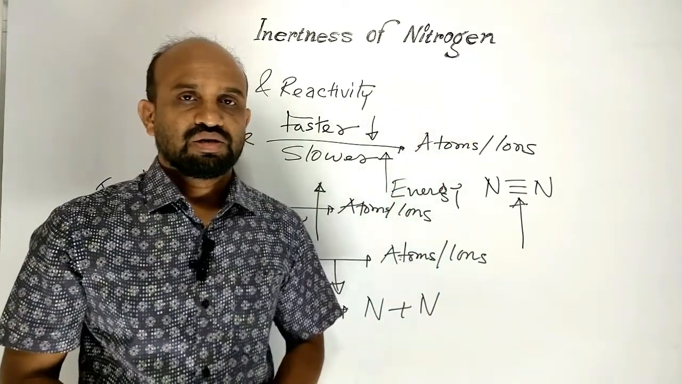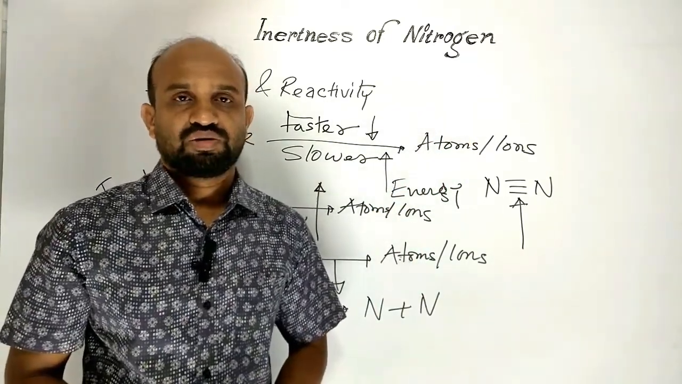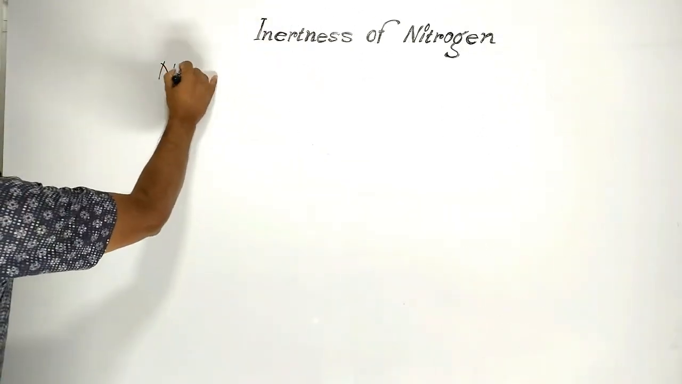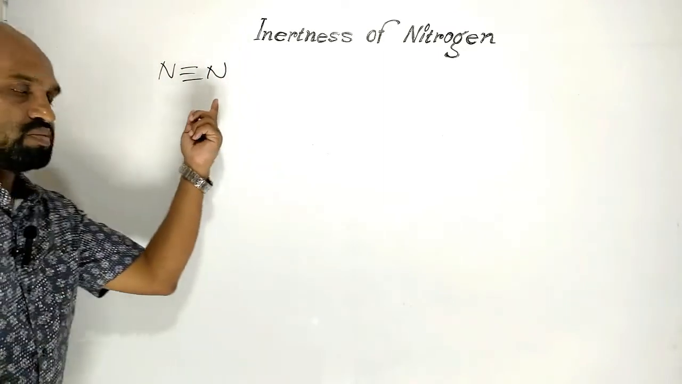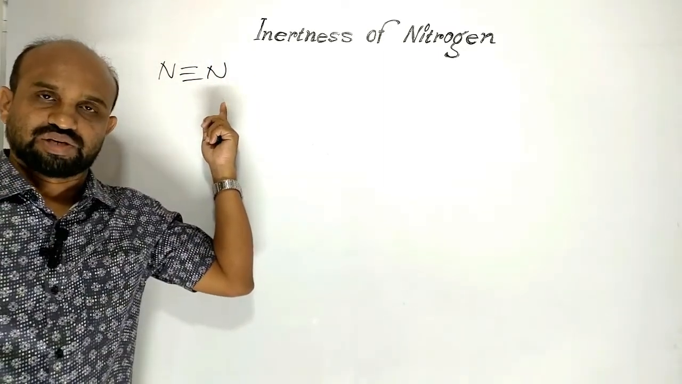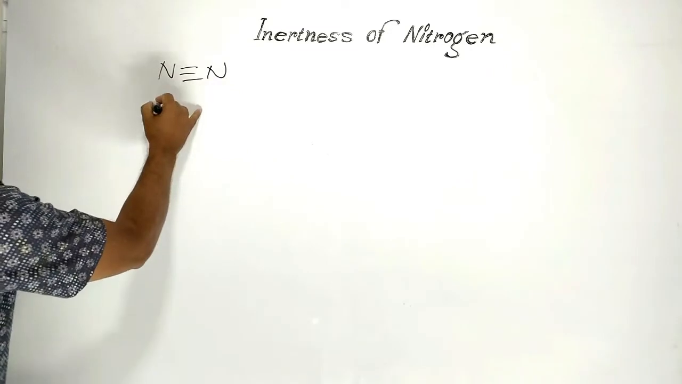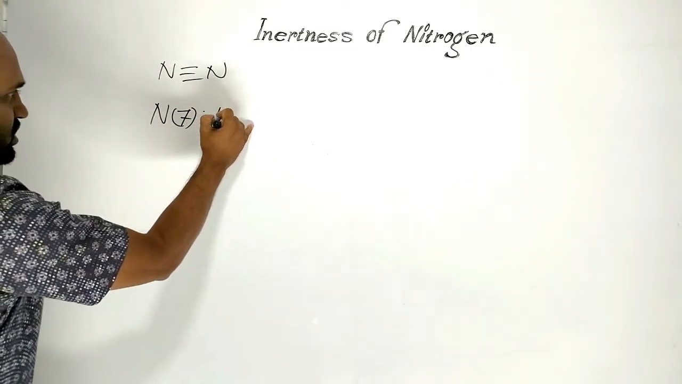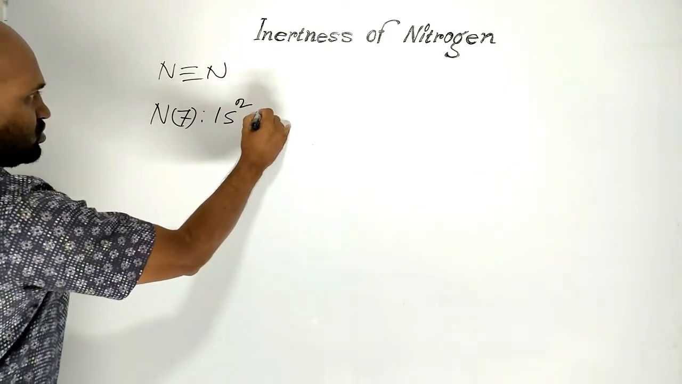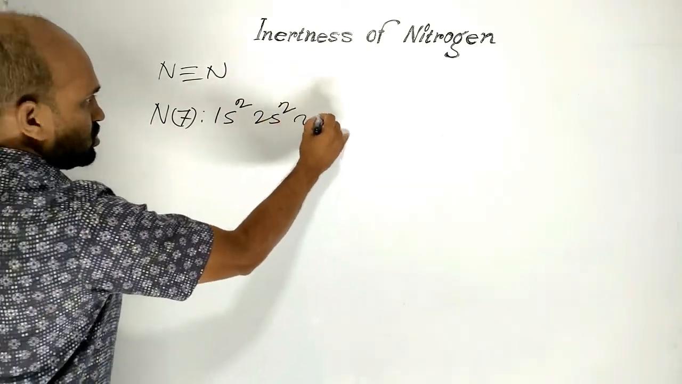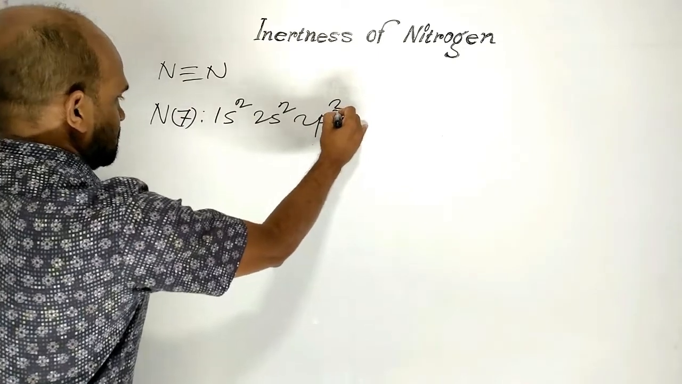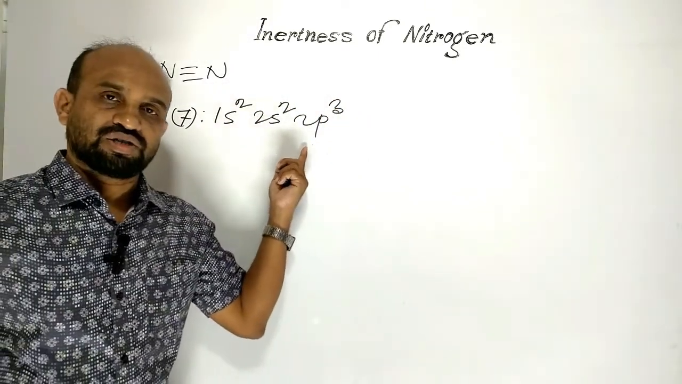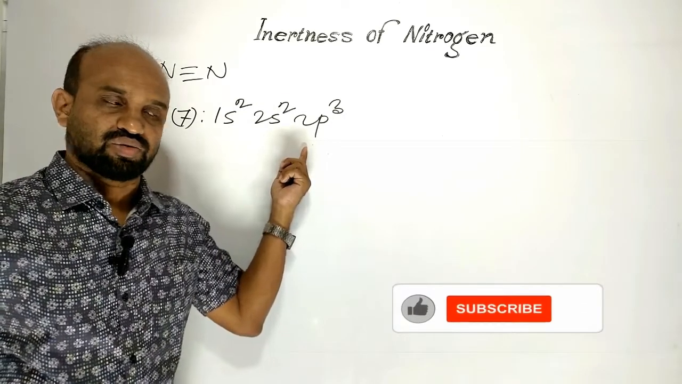Now let's see the formation of a triple bond between two nitrogen atoms through hybridization. The atomic number of nitrogen is 7. Electronic configuration is 1s2, 2s2, 2p3. Let's write the electronic configuration of nitrogen in box method.